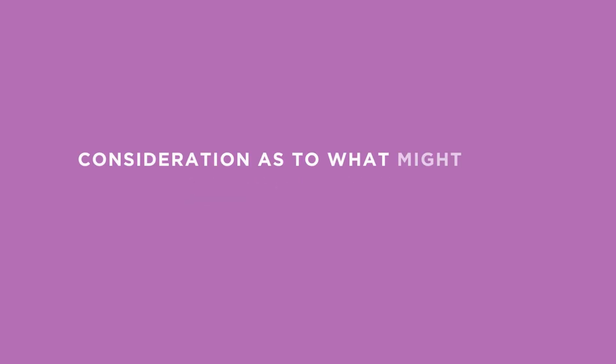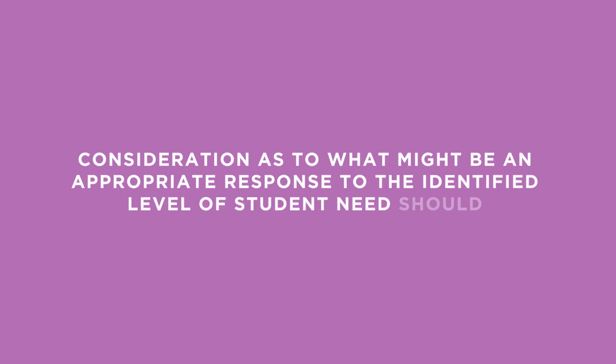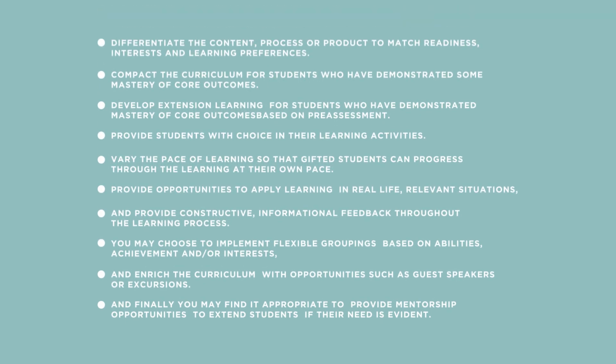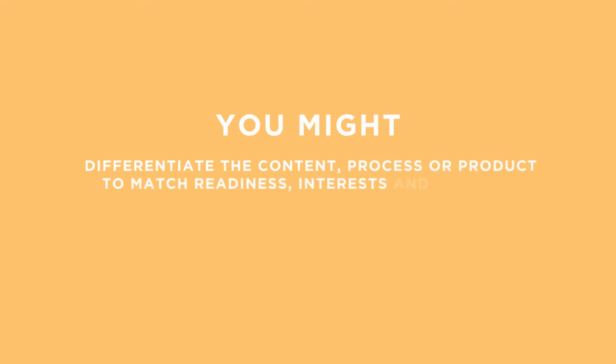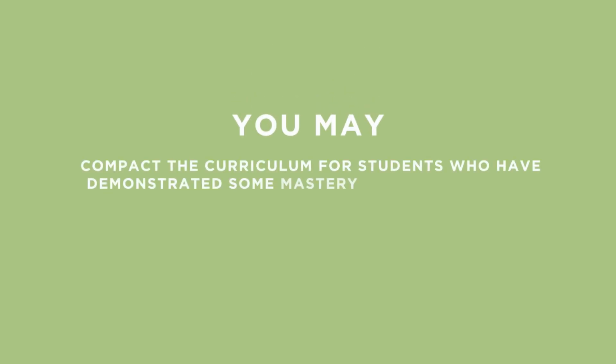Consideration as to what might be an appropriate response to the identified level of student need should be undertaken. This list of possible modifications to instruction and learning are some of the possibilities you might consider. You might differentiate the content, process, or product to match readiness, interests, and learning preferences. You may compact the curriculum for students who have demonstrated some mastery of core outcomes.